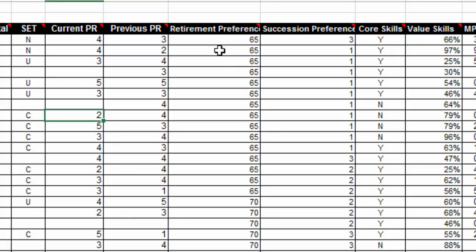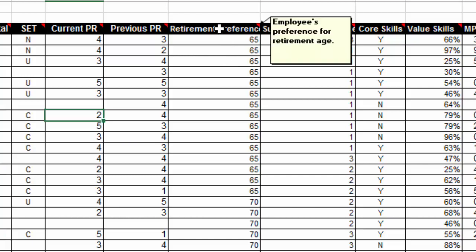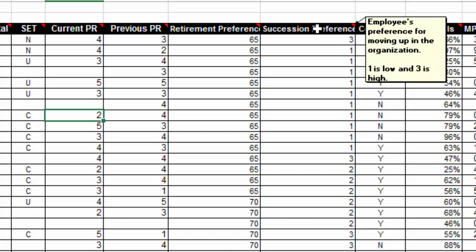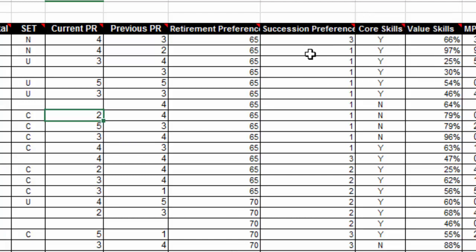Now, retirement preference is more HR planning. We asked the employees, at what age would you like to retire? And most people would say 65 or 70, but some people said 50, 55. What's your succession preference? And this means on a scale of 1 to 3, 3 meaning high, 1 meaning low, do you want to take on other higher level jobs? Do you want to be part of a succession plan?